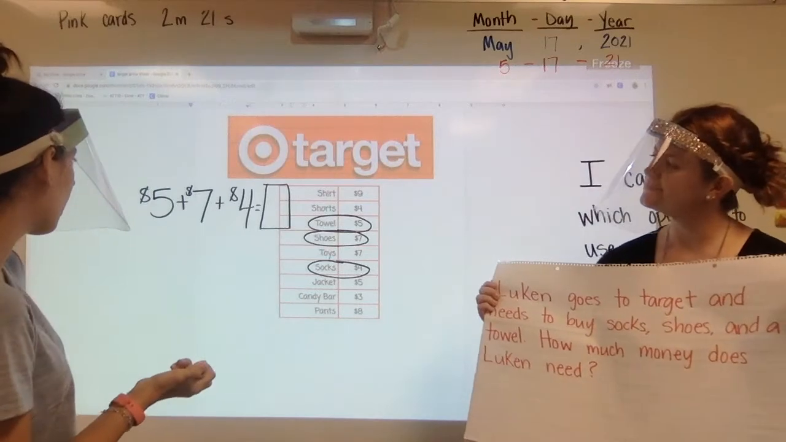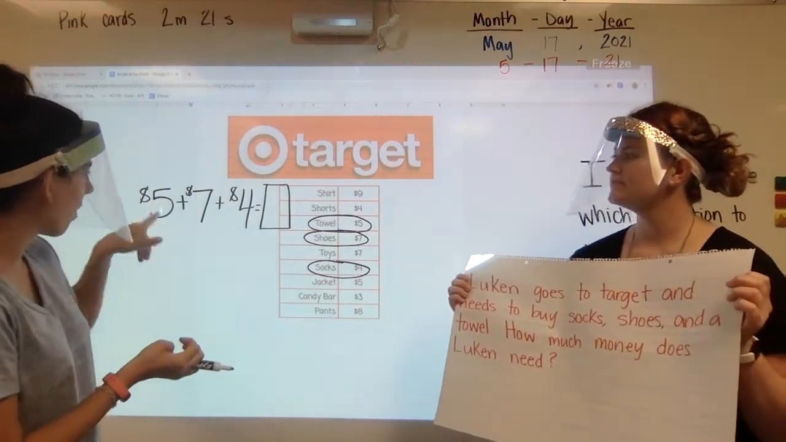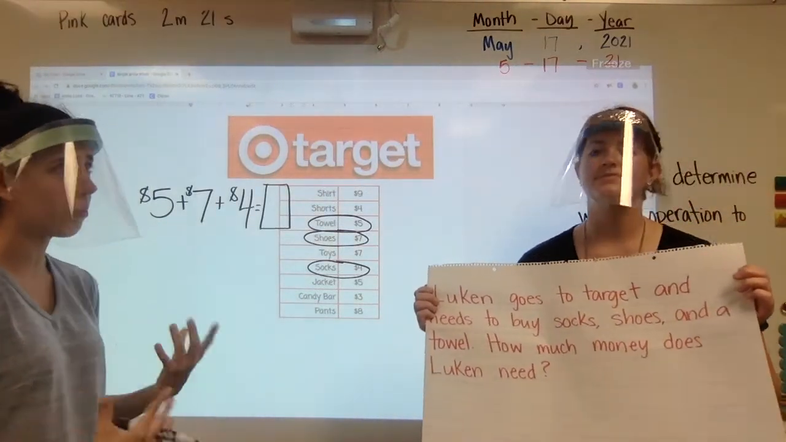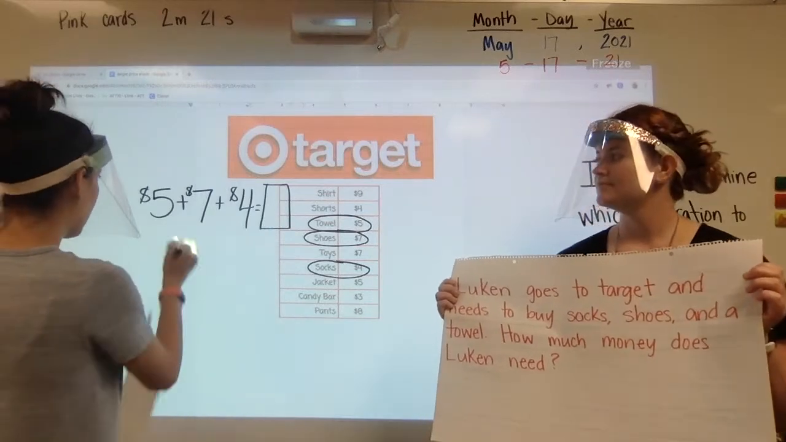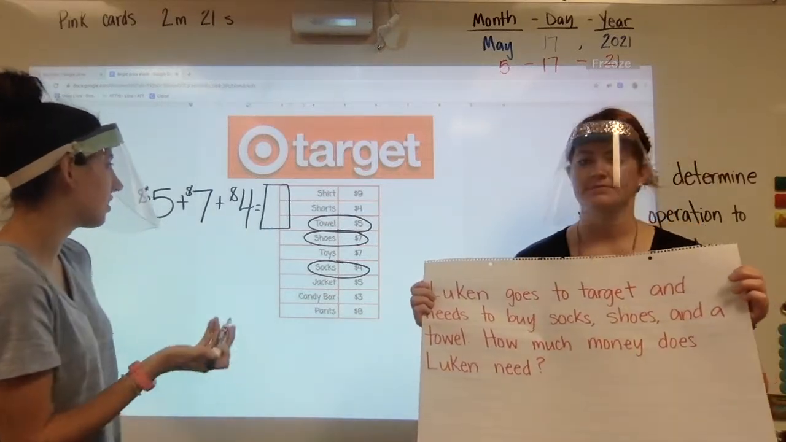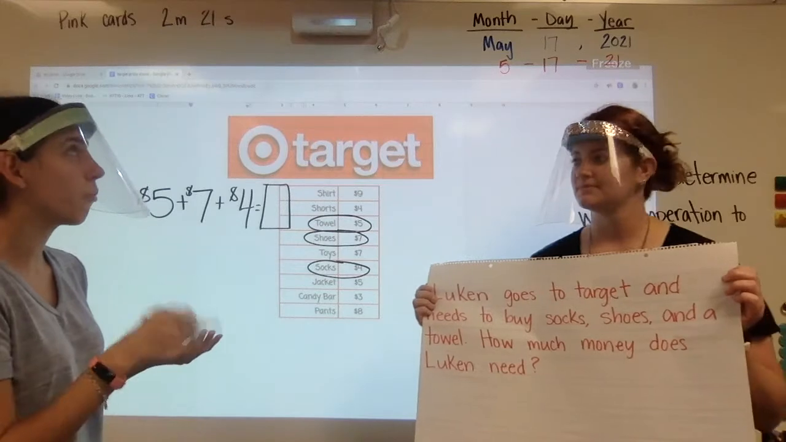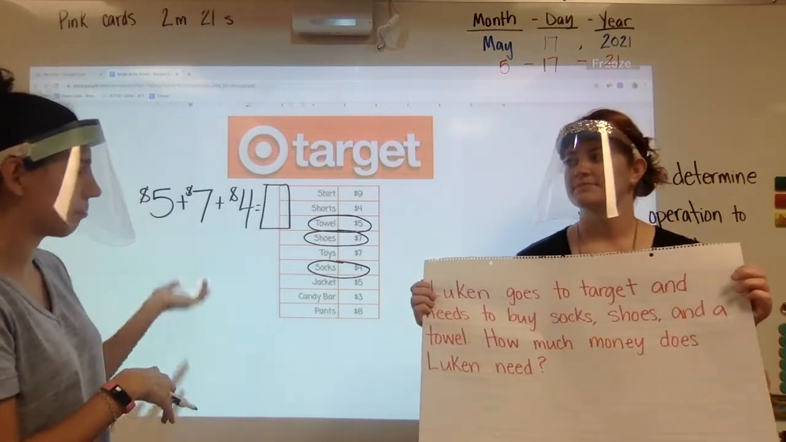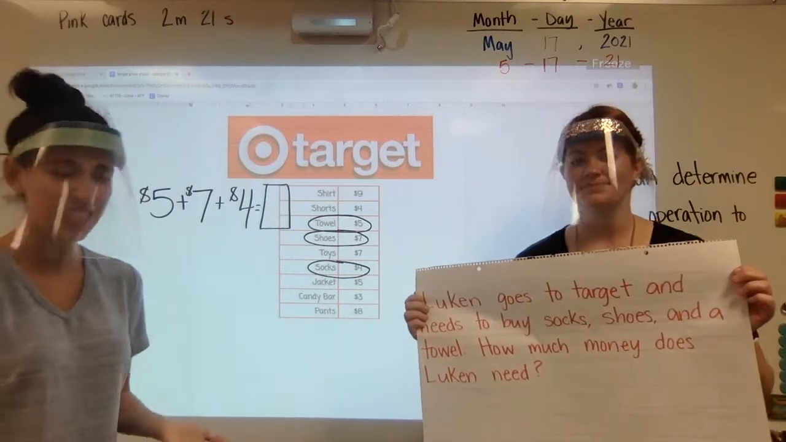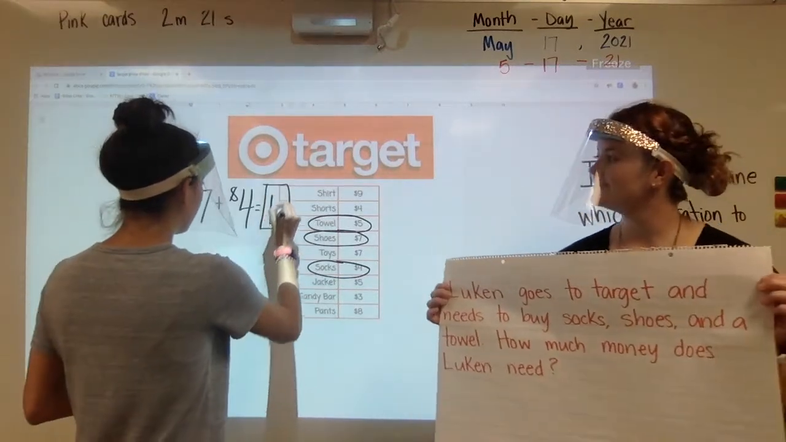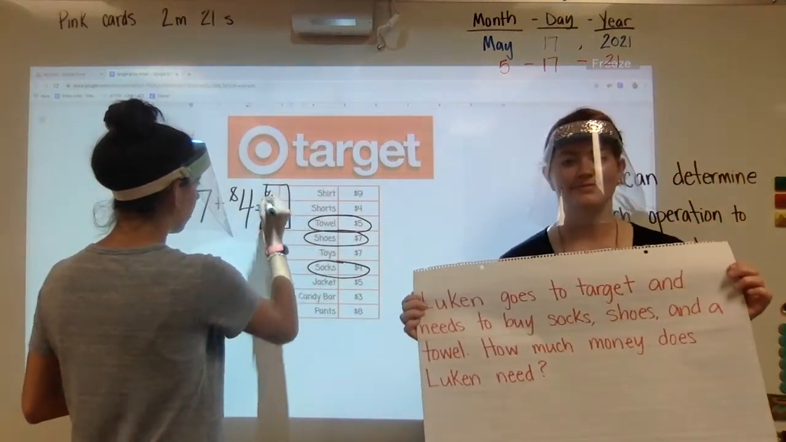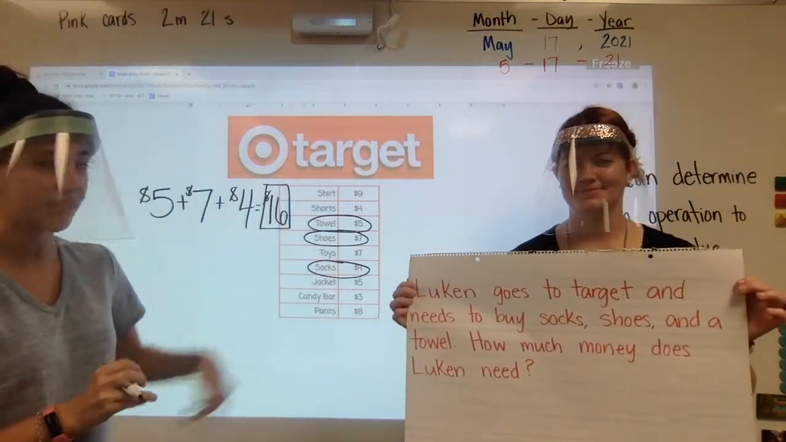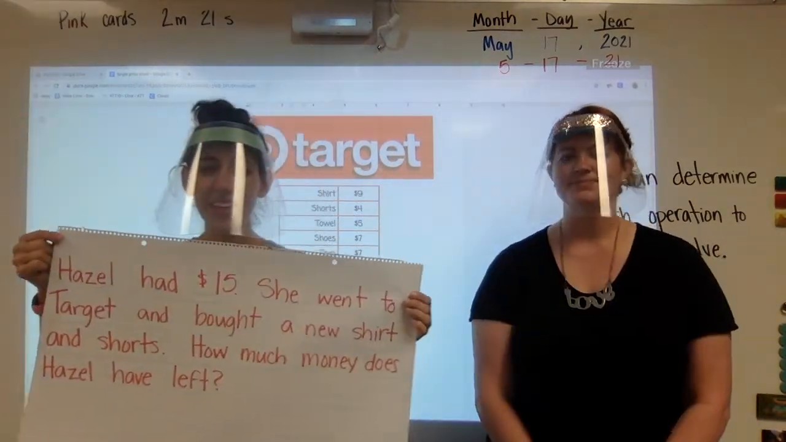Well, I know that 5 plus 4 is 9. And so then I would do 9 plus 7. Well, you add 1, which is 10. And then I have 6 left. So 10 plus 6 is 16. So he would need $16 to buy all 3 of these items. Let's look at our next problem.